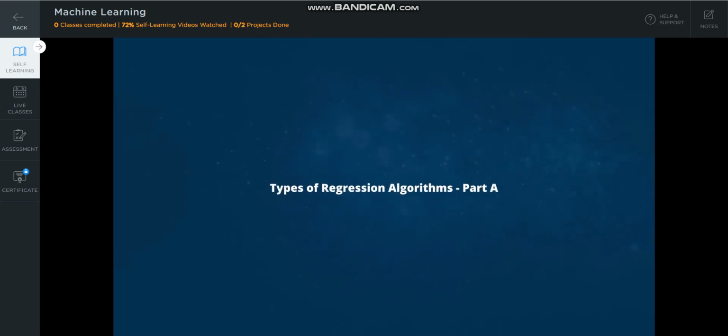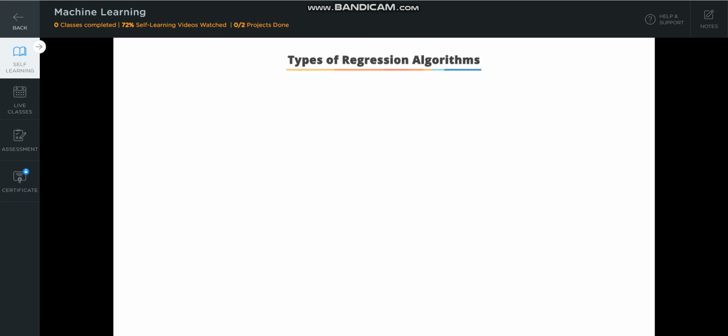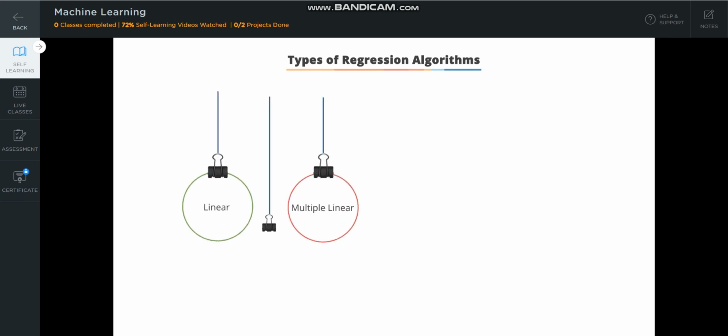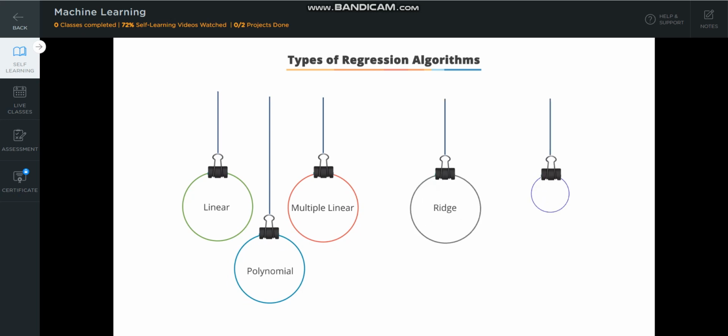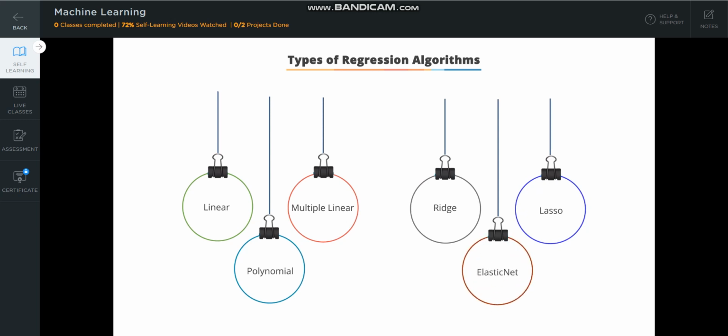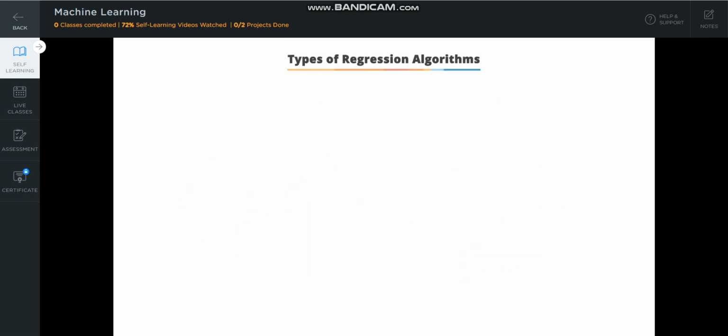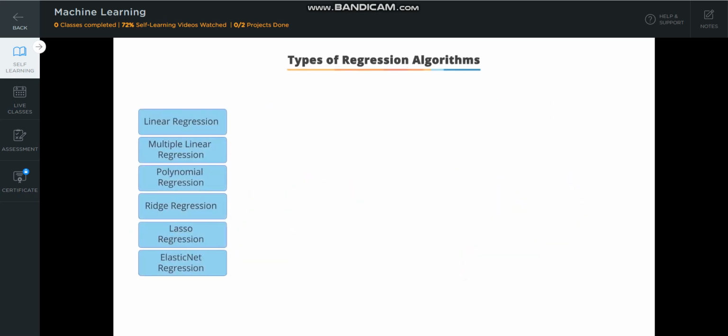Types of regression algorithms. We will focus on 6 types of regression algorithms: linear regression, multilinear regression, polynomial regression, ridge regression, lasso regression, and elastic net regression. Let's look at these regression algorithms in detail. So what is linear regression?